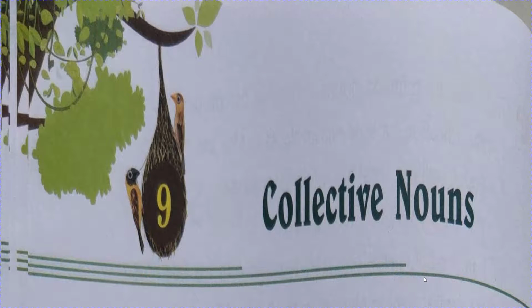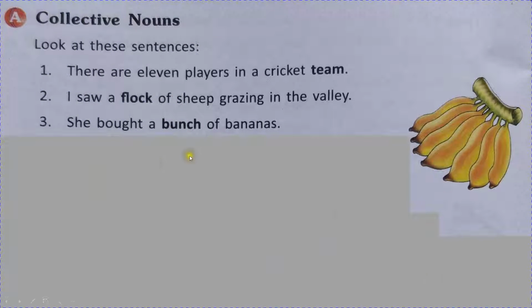Now let's start chapter 9, collective noun. Look at these sentences. There are 11 players in a cricket team. Team means, children, a group of players. I saw a flock of sheep grazing in the valley. For sheep, we use flock, a flock of sheep. She bought a bunch of bananas. For keys, bananas, grapes, we use bunch.